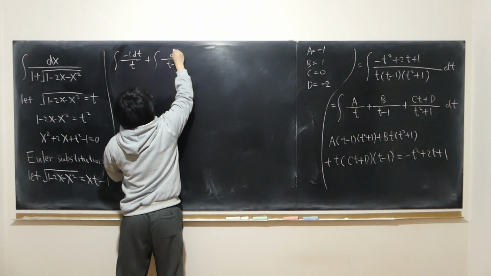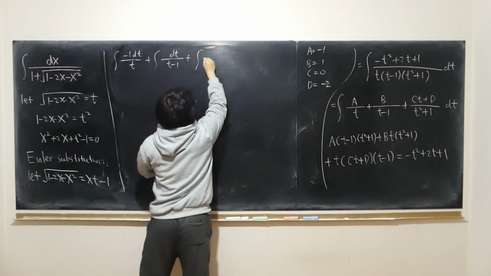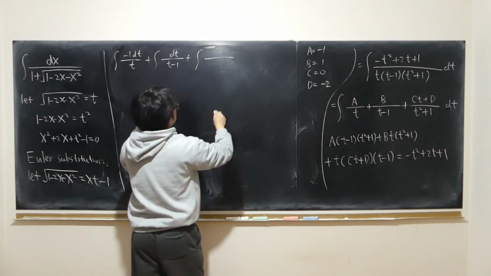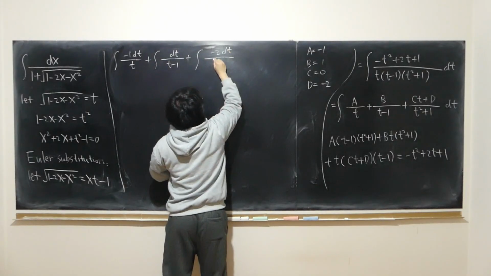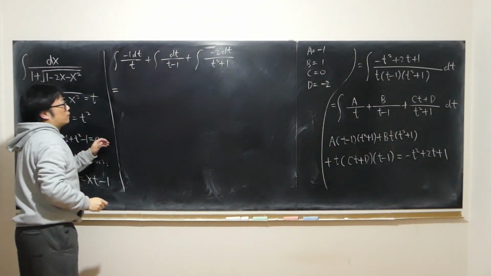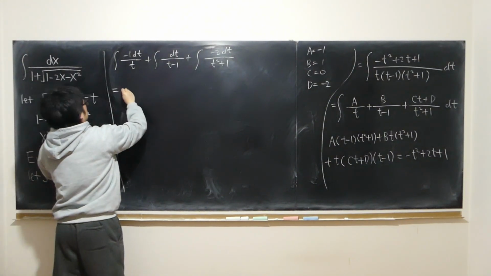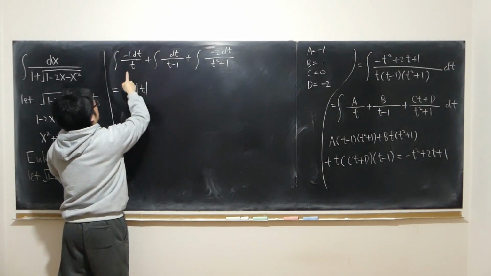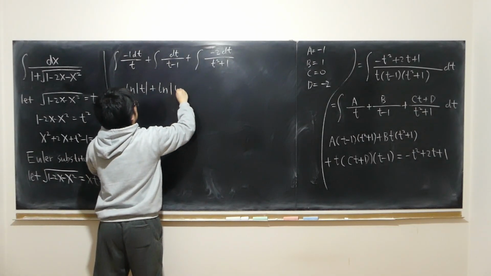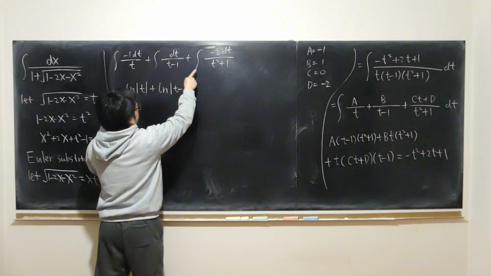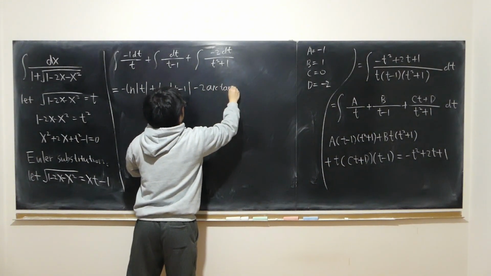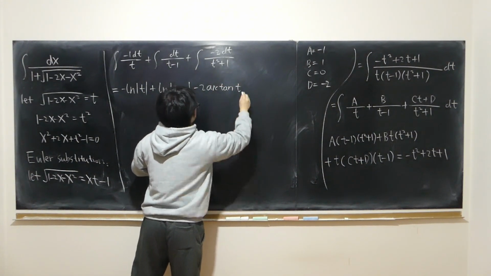t minus 1 dt. Third one, D is C is 0, right? 0 plus negative 2 over t squared plus 1. This is just a standard integral. So for this one, negative log absolute value of t plus log absolute value t minus 1. For this one, negative 2, of course, arctangent of t plus c.